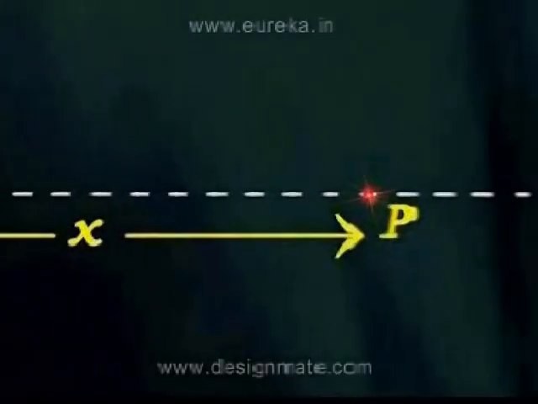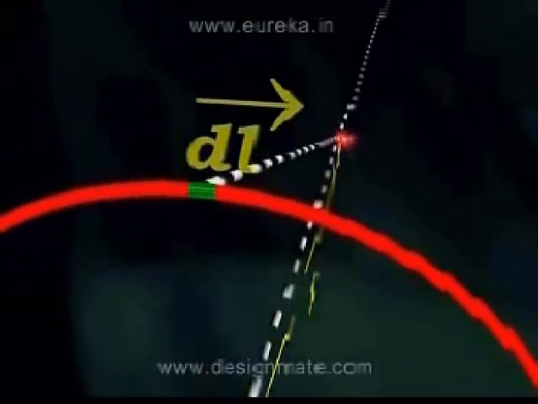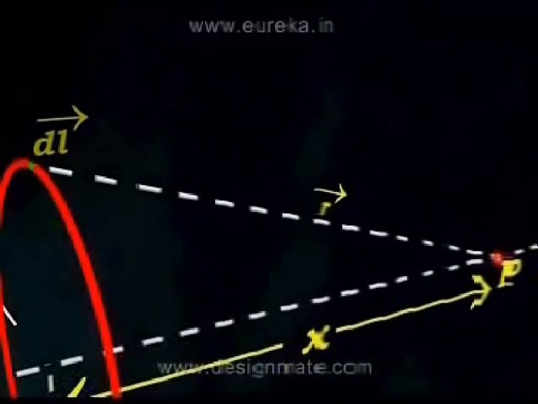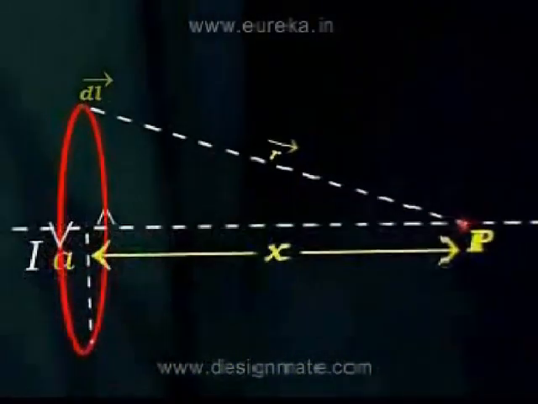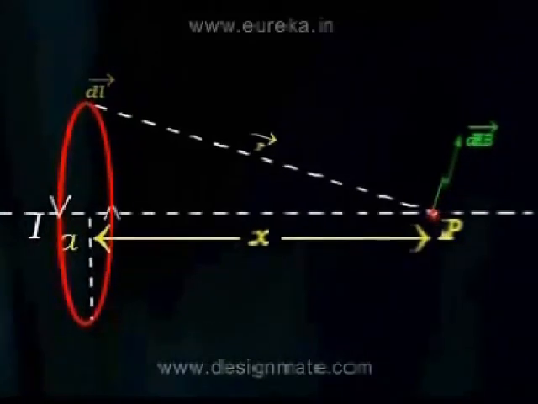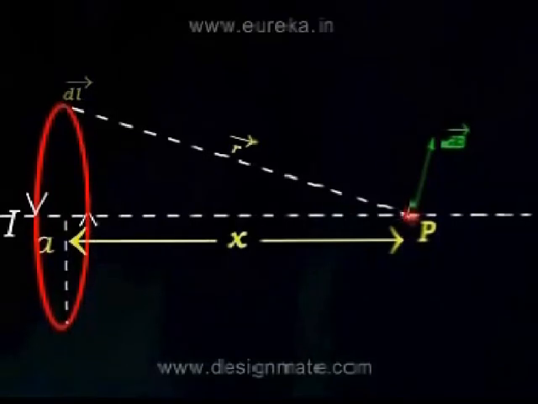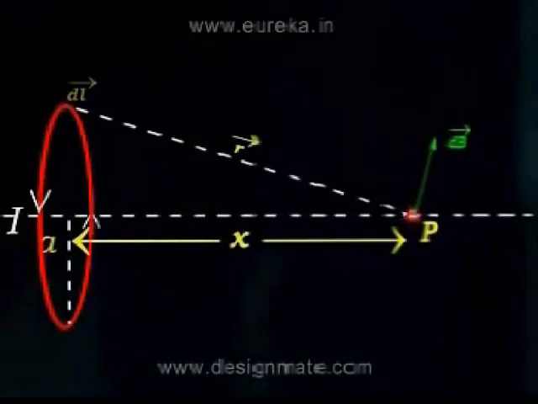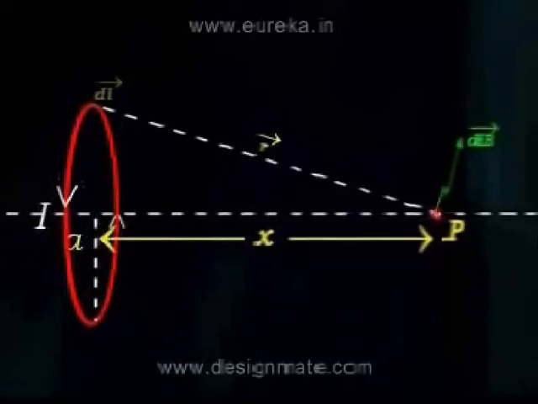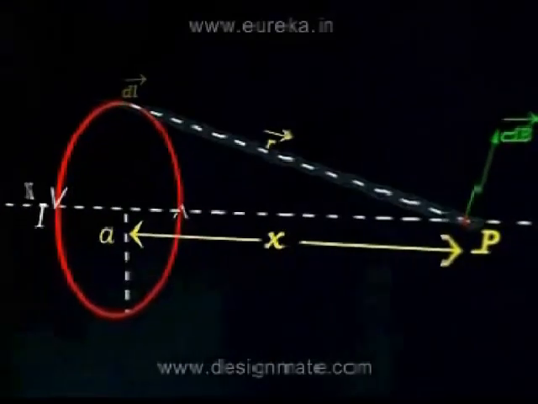Let the position vector of point P with respect to an element of wire, vector dl, be vector r. The contribution vector dB to the magnetic field at point P due to the element I vector dl has a direction of I vector dl cross vector r, perpendicular to the plane made by vector dl and vector r.